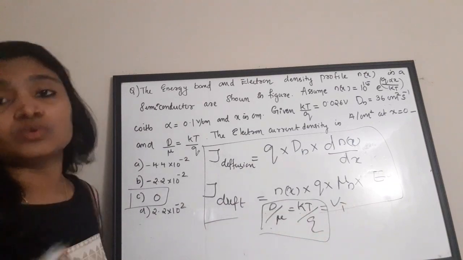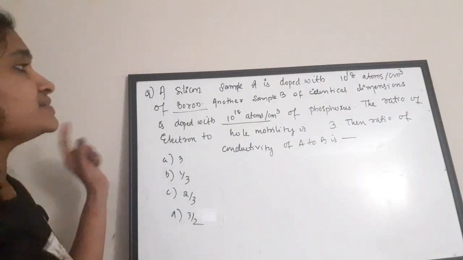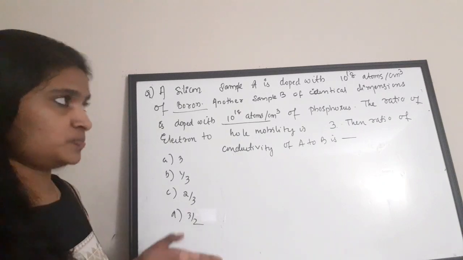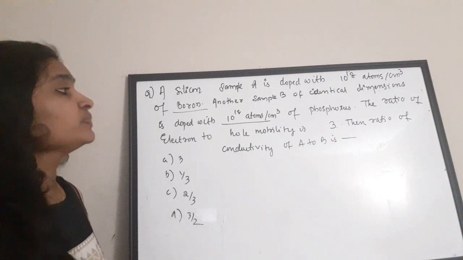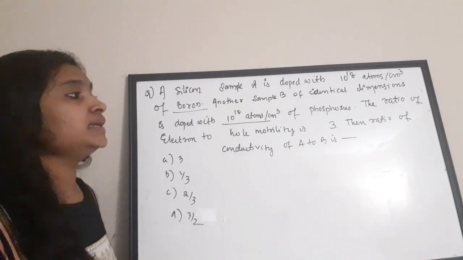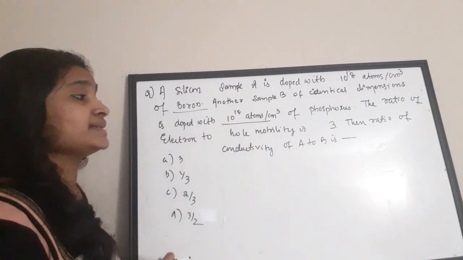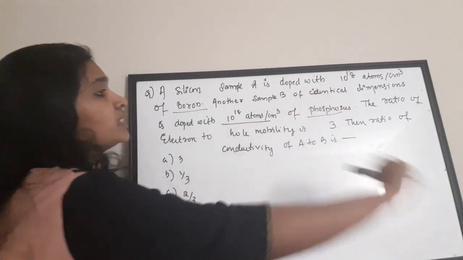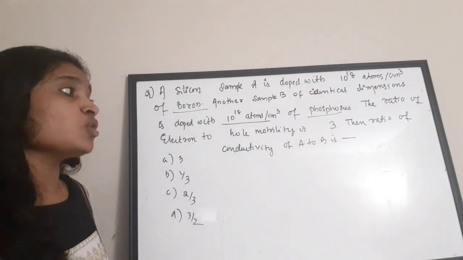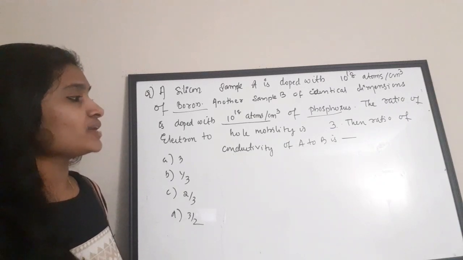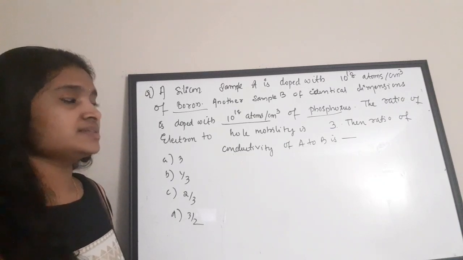A silicon sample A is doped with 10 raised to 18 atoms per centimeter cube of boron. Another sample B of identical dimensions is doped with 10 raised to 18 atoms of phosphorus. The ratio of electron to hole mobility is 3. Then the ratio of conductivity of A to B is dash.